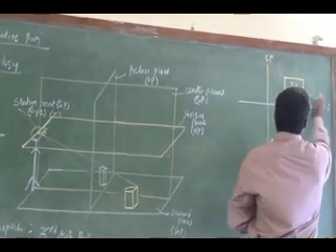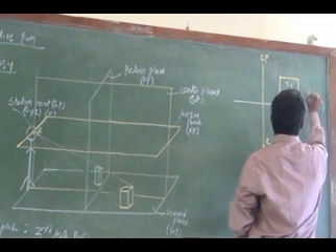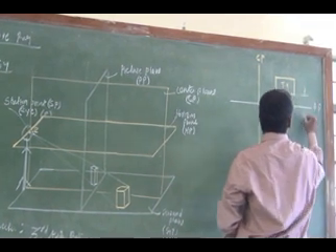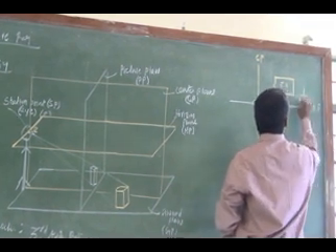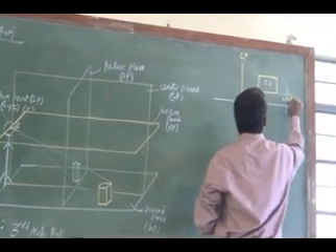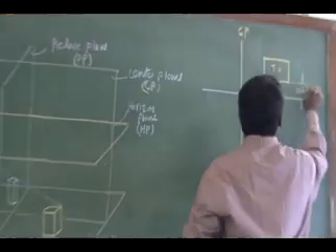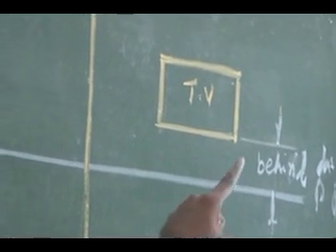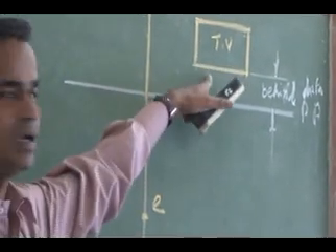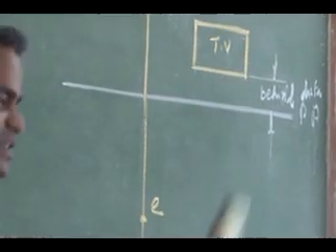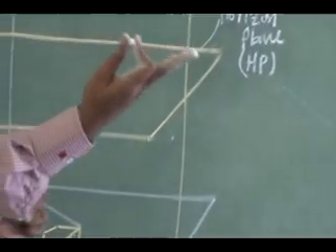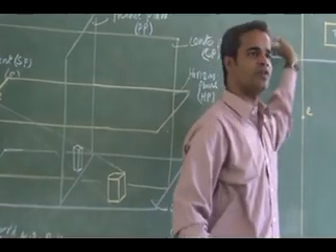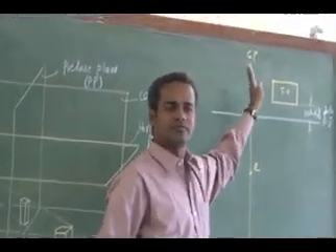What is this distance? This is the behind distance. Right, it is behind distance. So how can I define the center plane of the object? The object is to the right of the center plane, or I can say the center plane is to the left of the object.